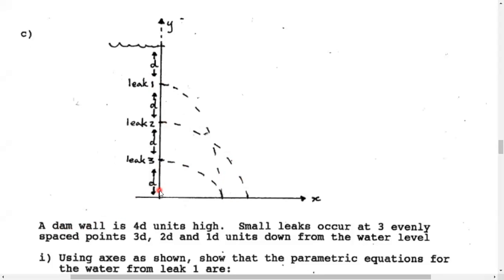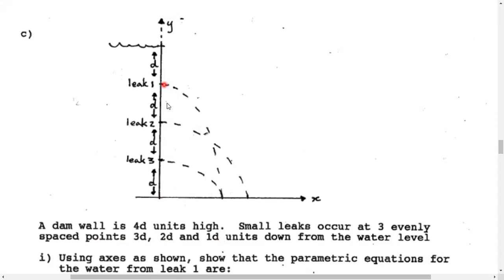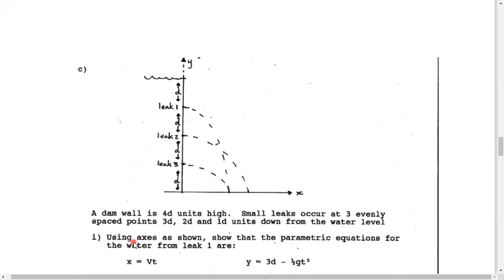You have a dam wall over here, 4D units high: 1, 2, 3, 4. Small leaks occur at 3 evenly spaced intervals, 3D, 2D, and 1D units from the water level. So 1, 2, 3, those 3 leaks. Now, following the question carefully, it says using axes as shown. So here's your x-axis, here's your y-axis. In other words, 0, 0 is here.